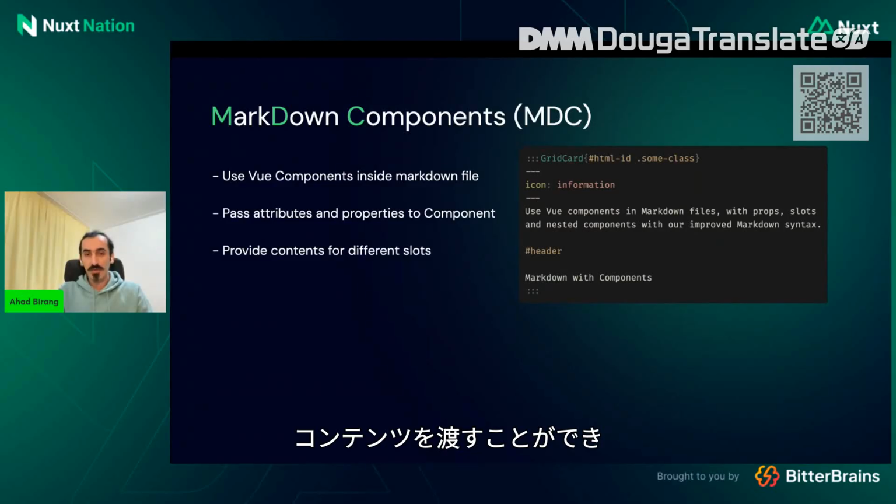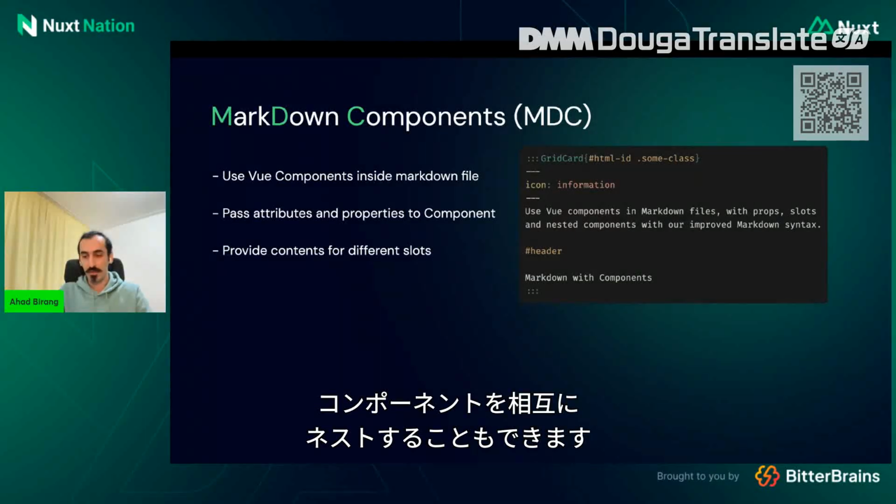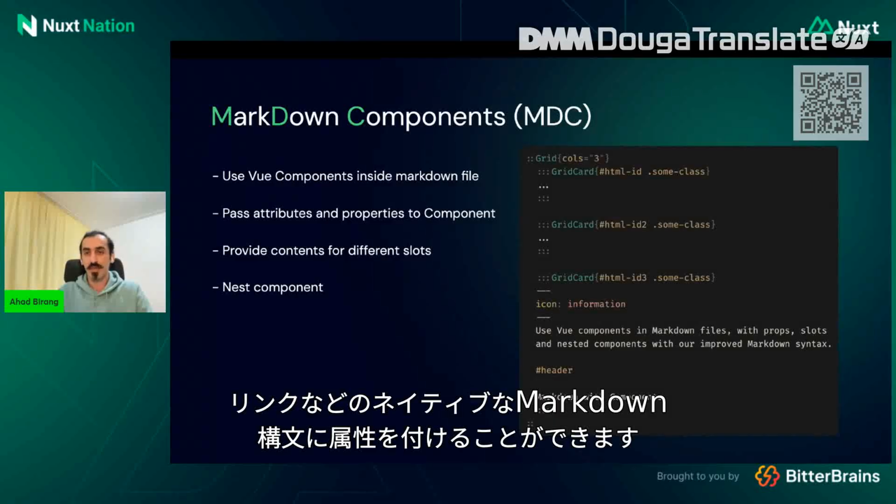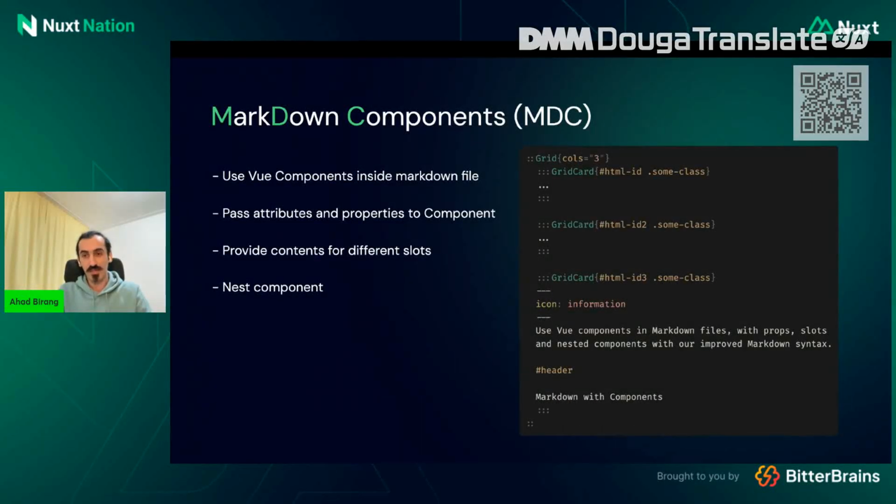Also, MDC allows you to pass content to different slots of your components, just like what we used to do in Vue. And also nesting components inside each other. MDC has lots more features, for example, using MDC, you can add attributes to native Markdown syntax, like links.